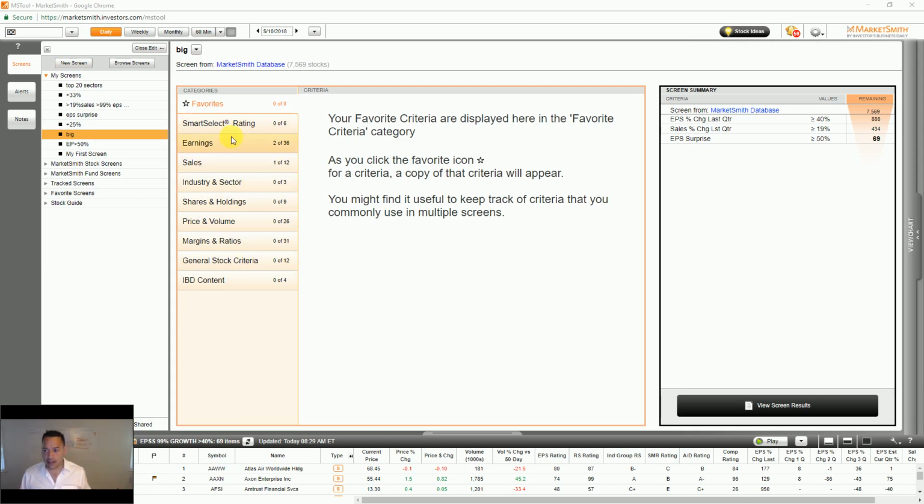So the first thing I did, very simply, I chose earnings per share last quarter at least 40% or higher. So we're looking at stocks whose earnings per share grew in their most previous quarter by at least 40%. Now that narrows down the universe from 7,569 names to 886. Then we were looking at sales change last quarter, 19%. Now that narrowed down the universe to 434 names.